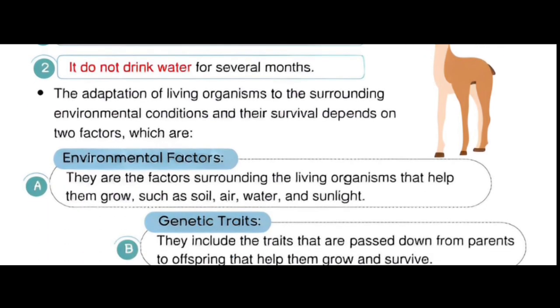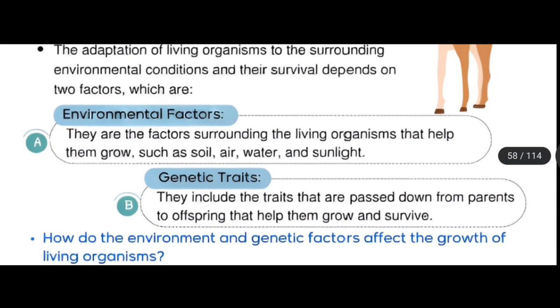Okay, now listen. Living organisms depend on two important things: environmental factors and genetic traits, or genetic factors. Environmental factors are things around us like air, water, soil, and sunlight. Genetic factors are traits passed from parent to offspring. Offspring like us, parent like our parents.